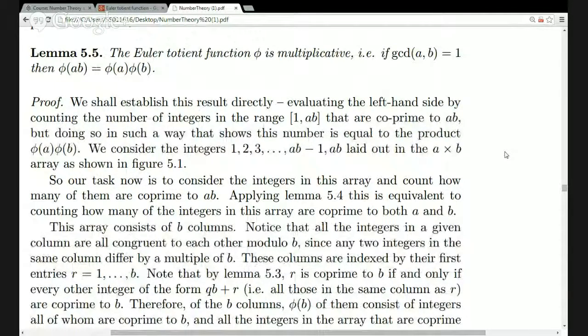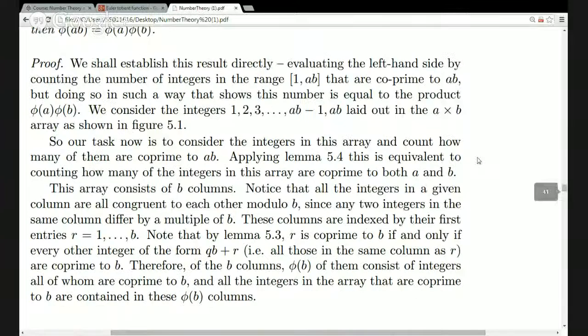Now, by this lemma 5.4 that we've just looked at, a number is co-prime to the product a times b if and only if it is both co-prime to a and co-prime to b. And that's because, yeah, if it's co-prime to a and co-prime to b.